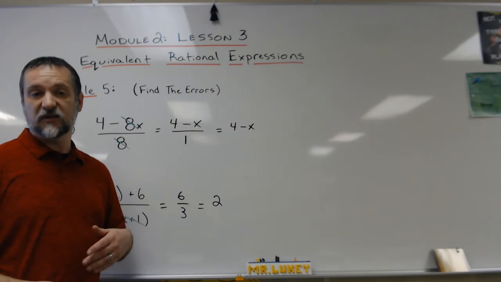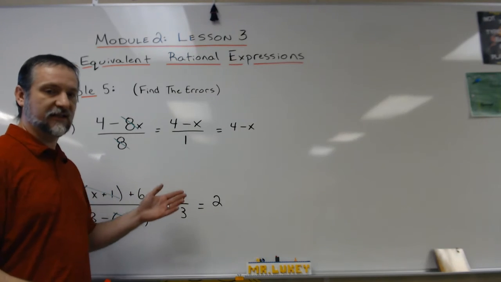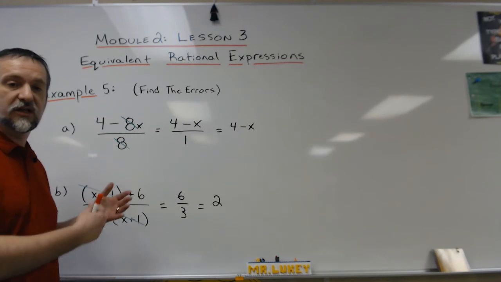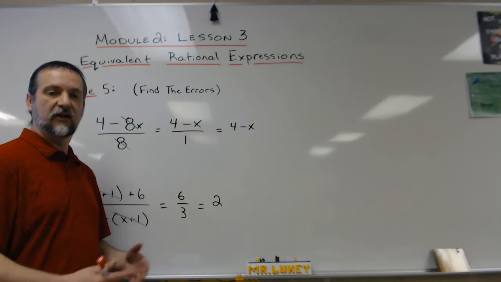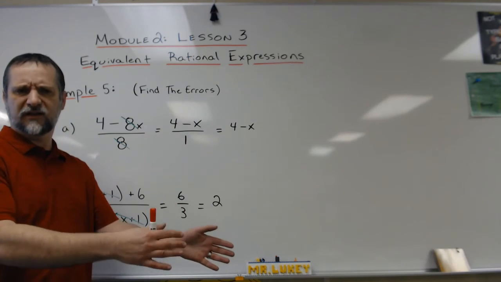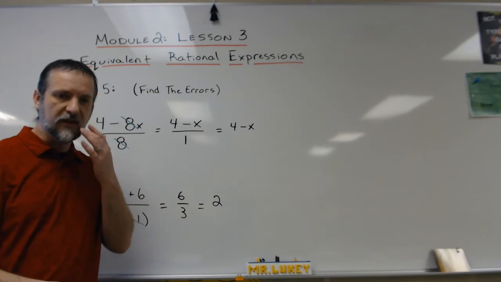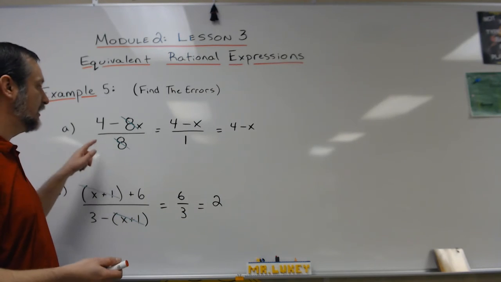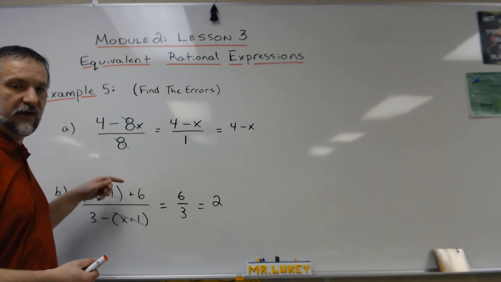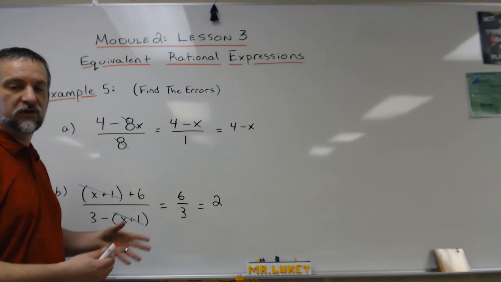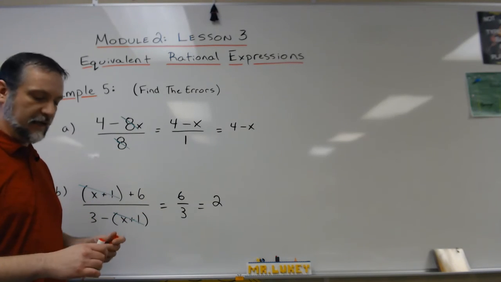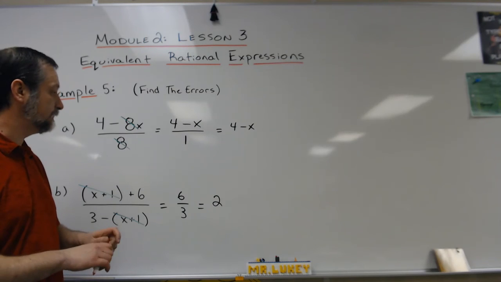I found the easiest way to look for other people's mistakes is to take the original question, just complete it the way I would normally, and then look back to say, where did our answers start looking different? That's where they made the mistake. So here we just know that they made a mistake. 4 minus 8x over 8, they took it to 4 minus x over 1, which is just 4 minus x. So where's the problem with this?